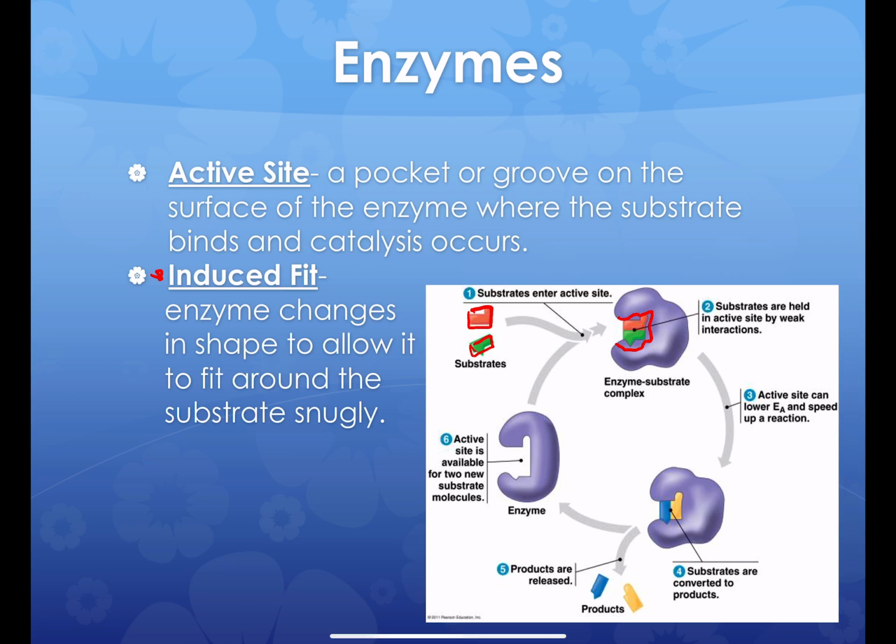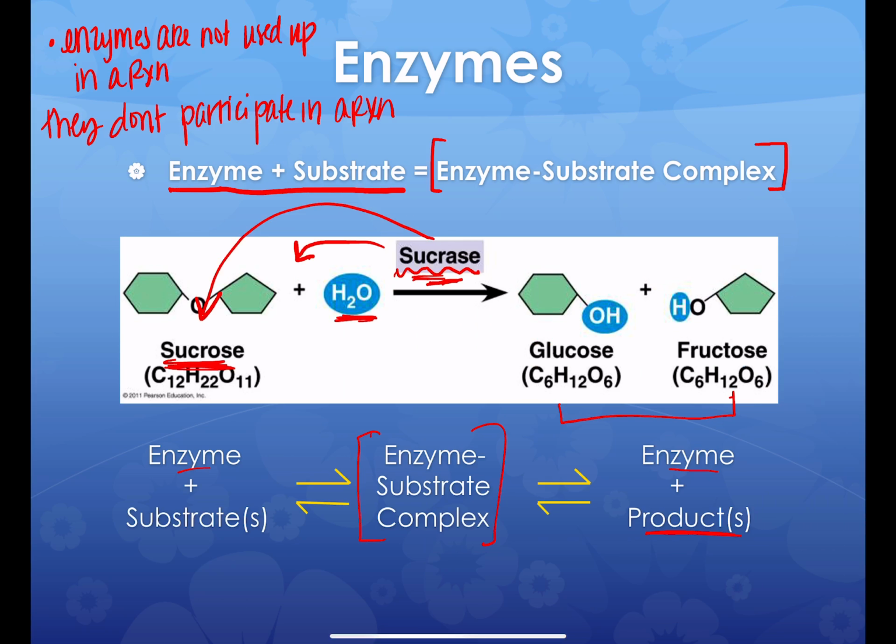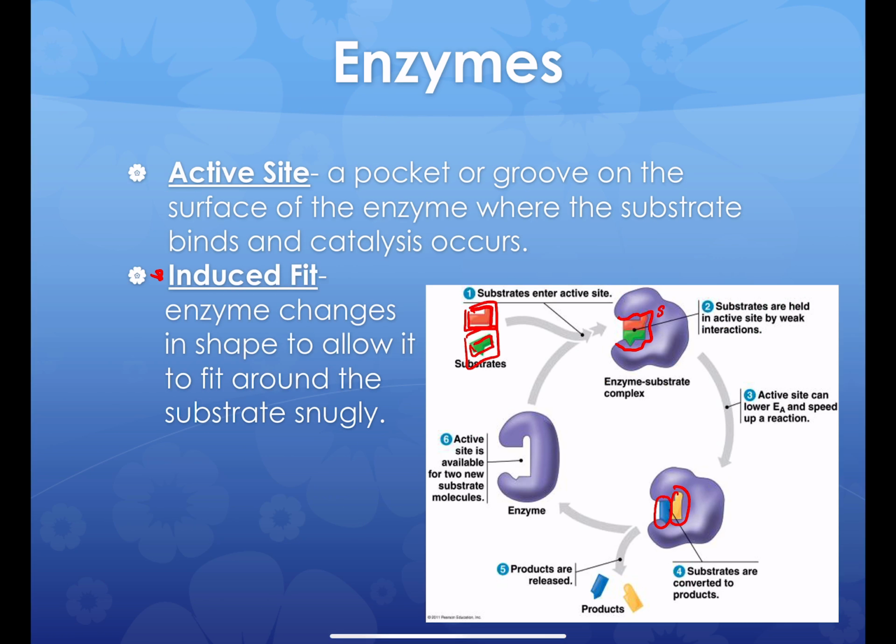Okay, and then the substrate, you see in this picture, we start with a red and green substrate. They get converted to products. So we have something different. We started with sucrose and water, and we were left with glucose and fructose. So here's our sucrose and our water, and we're left with glucose and fructose. Okay, so we get our products that are released, and we have our enzyme that's still available to be reused.